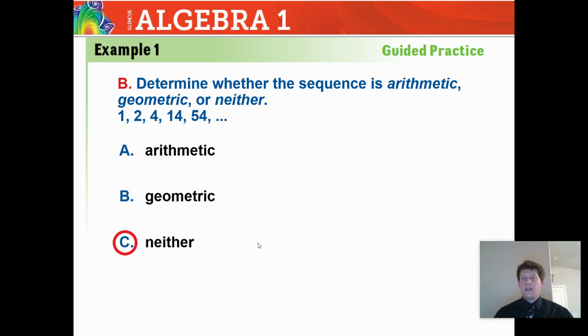That's all we've got for today, guys. Intro to sequences, looking at a list of numbers and determining whether it's arithmetic or geometric, and then finding the common difference for arithmetic sequences and the common ratio for geometric sequences.